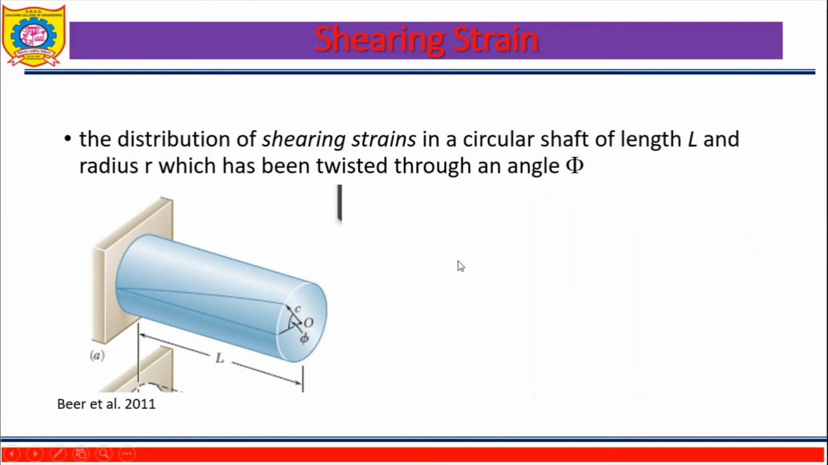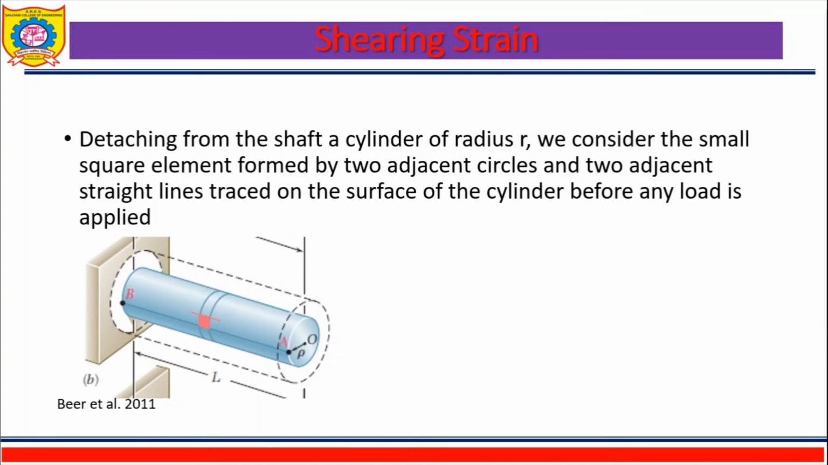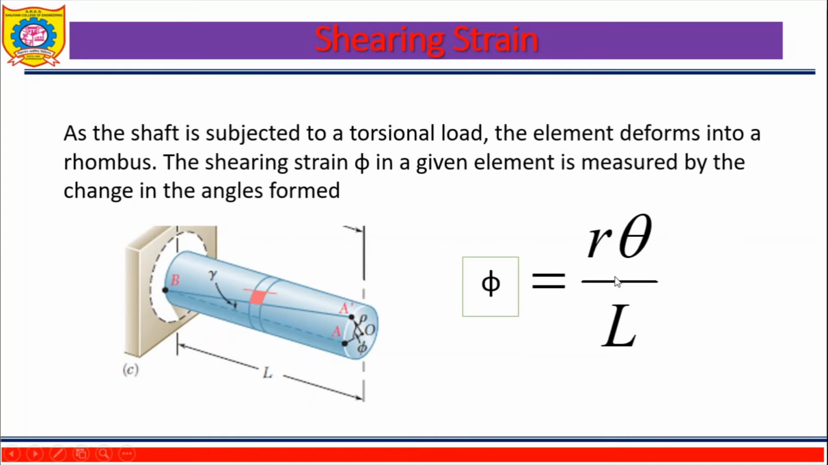The distribution of shearing strain in a circular shaft of length L and radius R which has been twisted through the angle theta. Suppose this is the initial angle, we apply the torque here and then we get the angle by which the point is going to shift with application of the torque. So we get phi equal to R into theta by L.